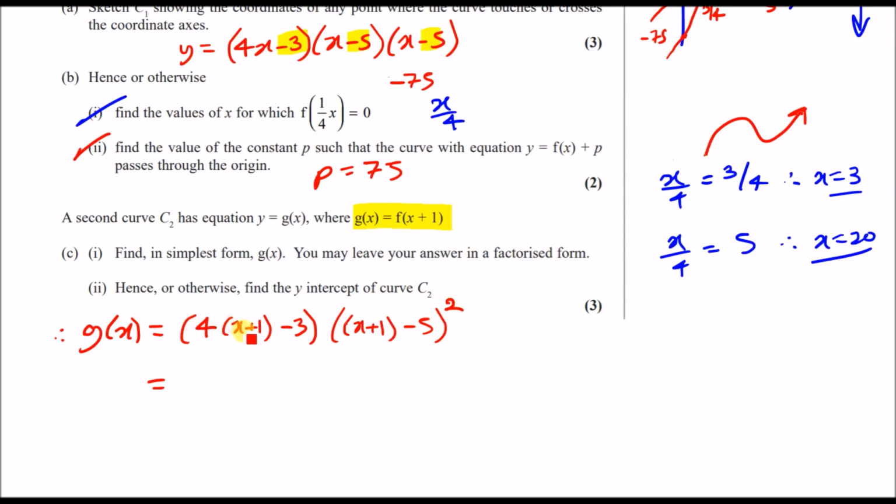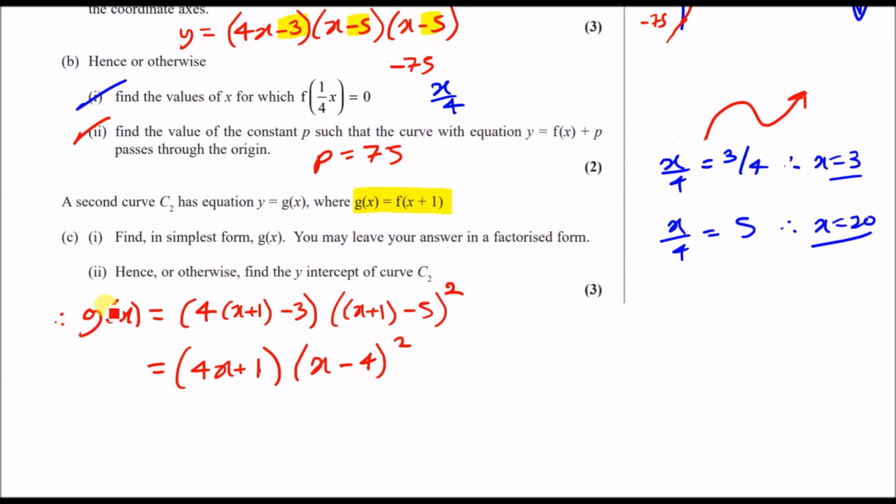So on the first one, I'm going to expand this nicely. It'll be 4x plus 4 minus 3. Doing it quickly, 4 take away 3 is just 1. So that part is done. Second bit, x plus 1 take away 5. Well, that's just x plus 1 take away 5, and put a power 2. And 1 take away 5 is minus 4. So just put minus 4 there, squared. And that's it actually.